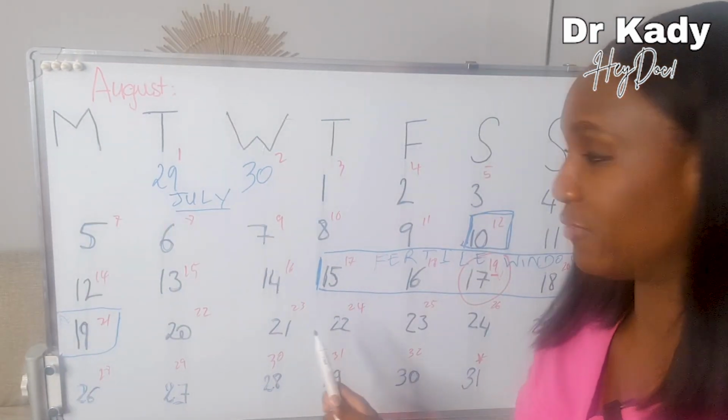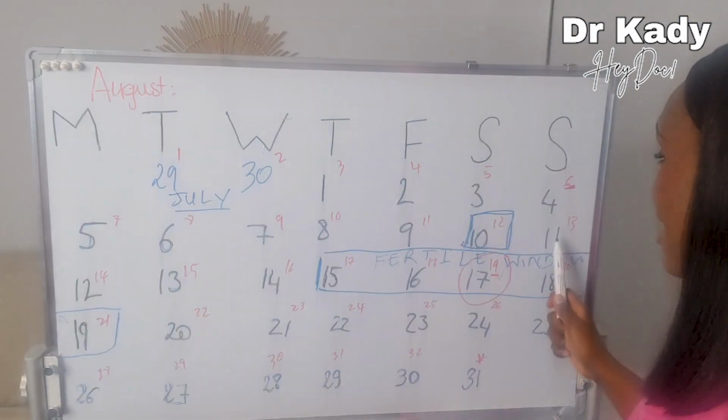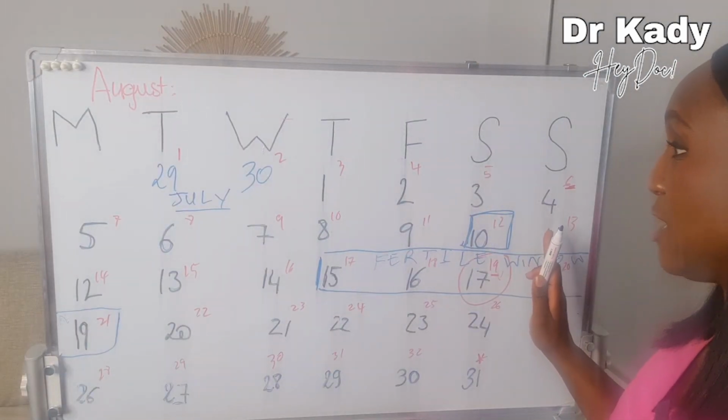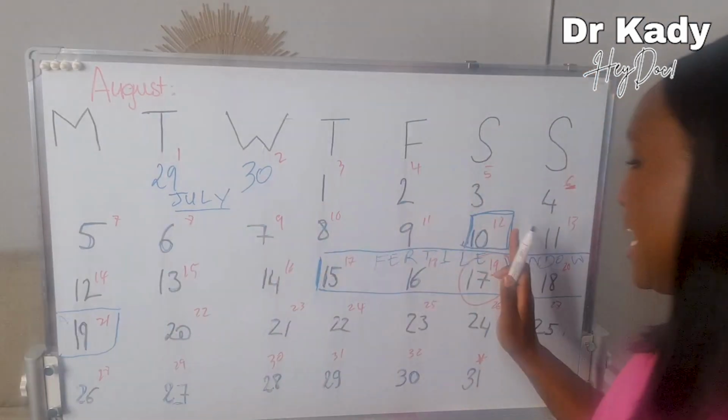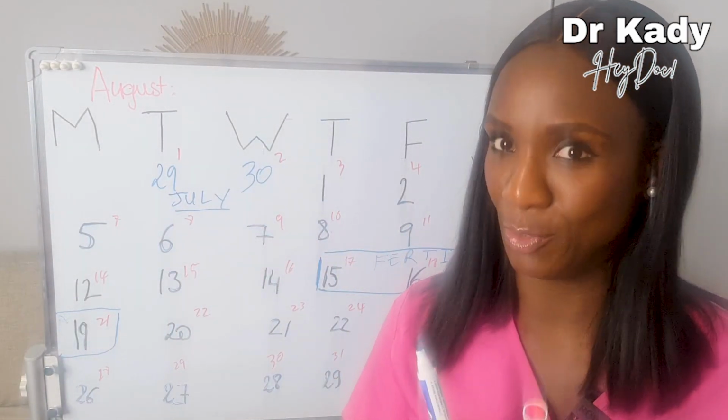But if you include the 15th and you start counting 1, 2, 3, 4, 5, and then you say to yourself, anytime before then is safe, you are really, really pushing it.